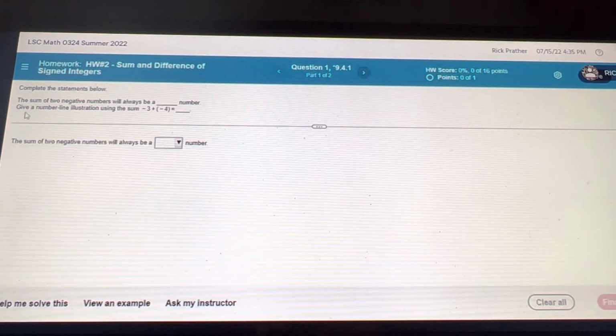Okay, the sum of 2 negative numbers will always be a blank number. Give the number line illustration. Okay, the sum of 2 negative numbers will always be a negative number. If you're adding 2 positives or 2 negatives, you get the same sign. The sign doesn't change. 2 positives add up to a bigger positive, 2 negatives add up to a bigger looking negative.